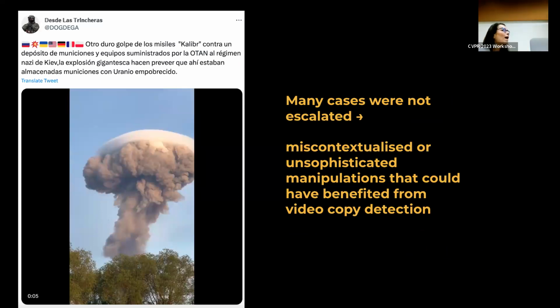And what happened as we were receiving these cases was that we couldn't escalate many of them because they were actually not deepfakes, and they could have benefited from just having reverse video search more available online. Within around 15-20 minutes, my team was able to tell that they were, in most situations, miscontextualized or very unsophisticated manipulations. For instance, this one that we received was an alleged toxic cloud caused by a Russian attack in a depleted uranium weapons stockpile in Ukraine from May 2023. It was just most likely a miscontextualized video, but not a deepfake as they were claiming many people to be.